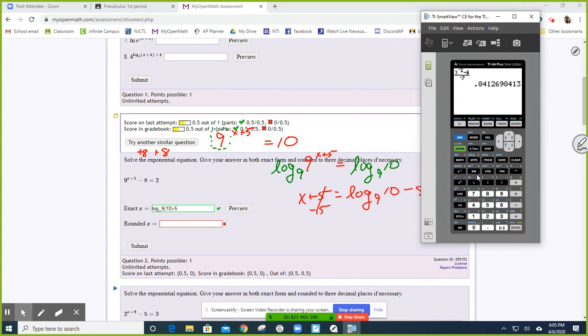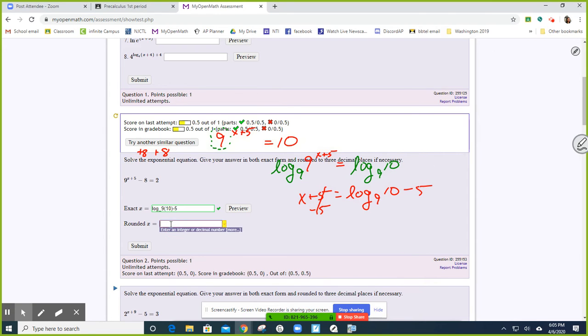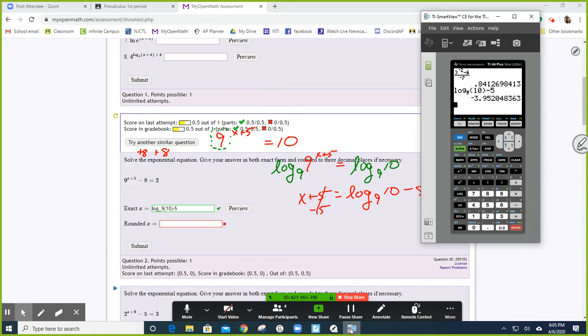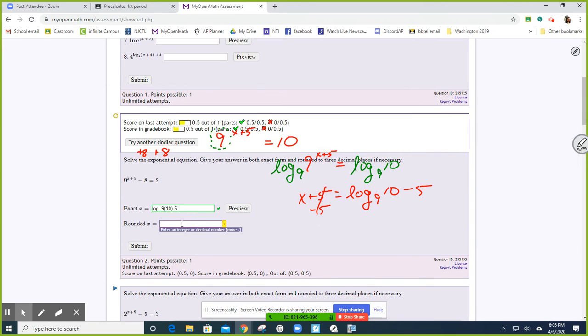So I'm going to say, now check this out. If you hit alpha window, number 5, you can make it look exactly like you want it to. I'm going to put a 9 down there. I'm going to arrow up. I'm going to put a 10 in there. I got to come out of the parentheses, minus 5. I hit enter. And over here, I'm just going to type in negative 3.952. So negative 3.952. And I've got my exact answer. I've got my rounded answer.